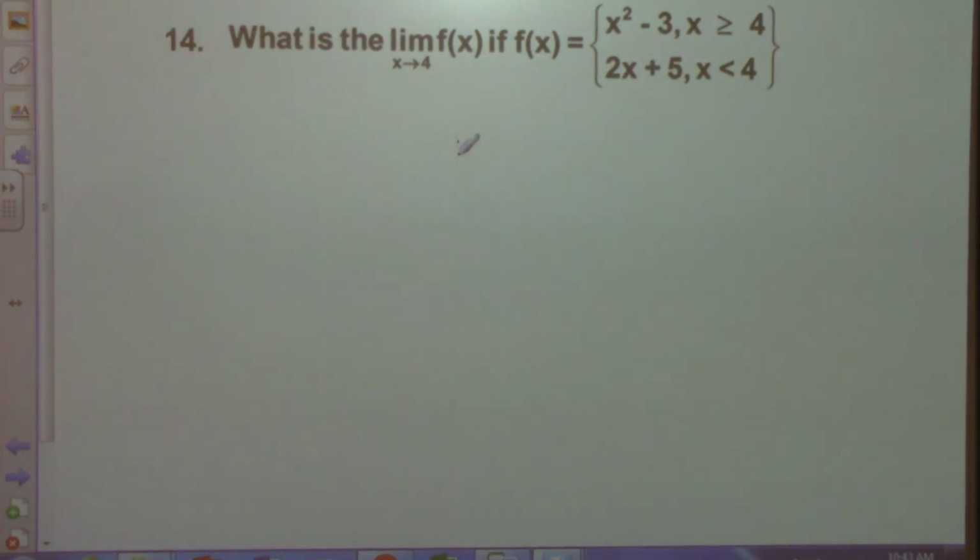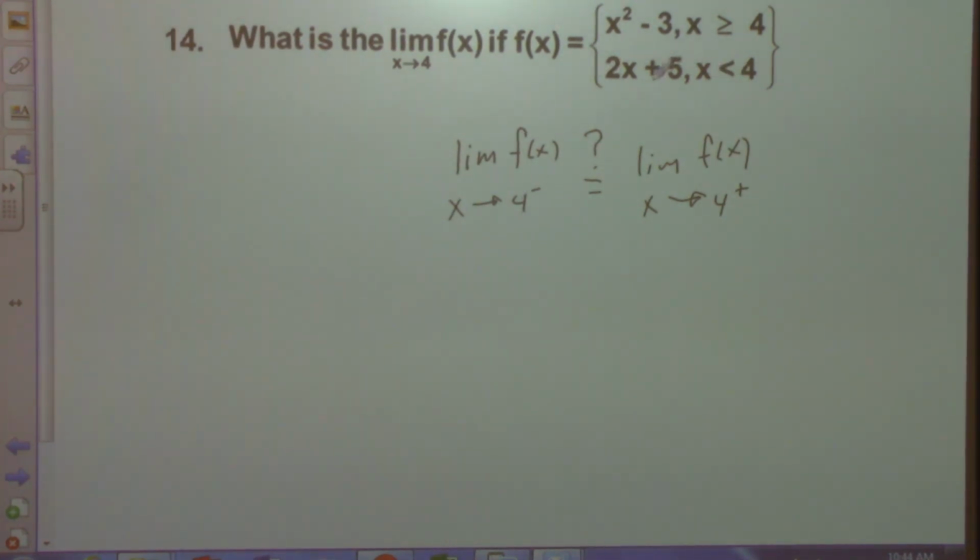So what we'll do is we'll just set it up like this. The limit as x approaches 4 from the left side of f of x equals the limit as x approaches 4 from the right side of f of x. And when I do these, a lot of times I'll put a question mark above it, because we don't know that to be a fact yet, right? And so we just plug this in.